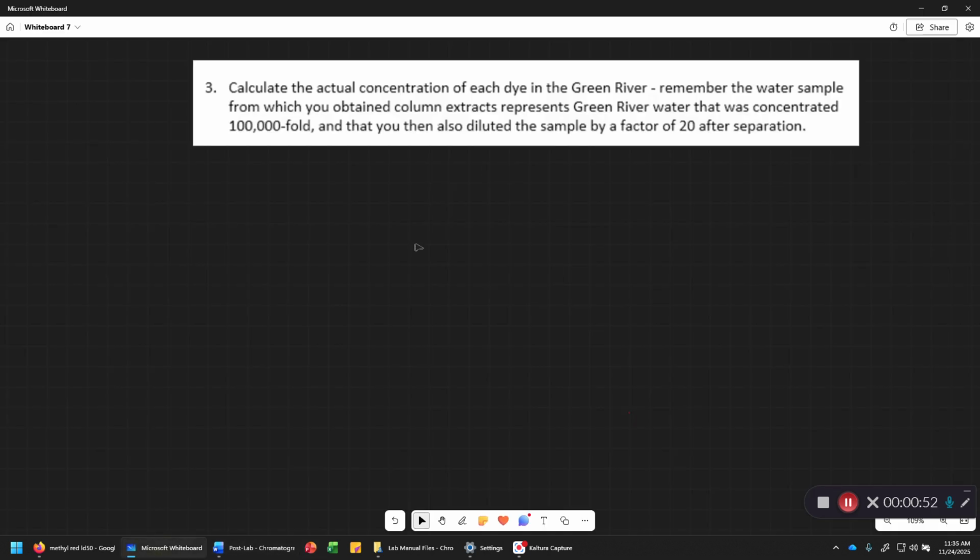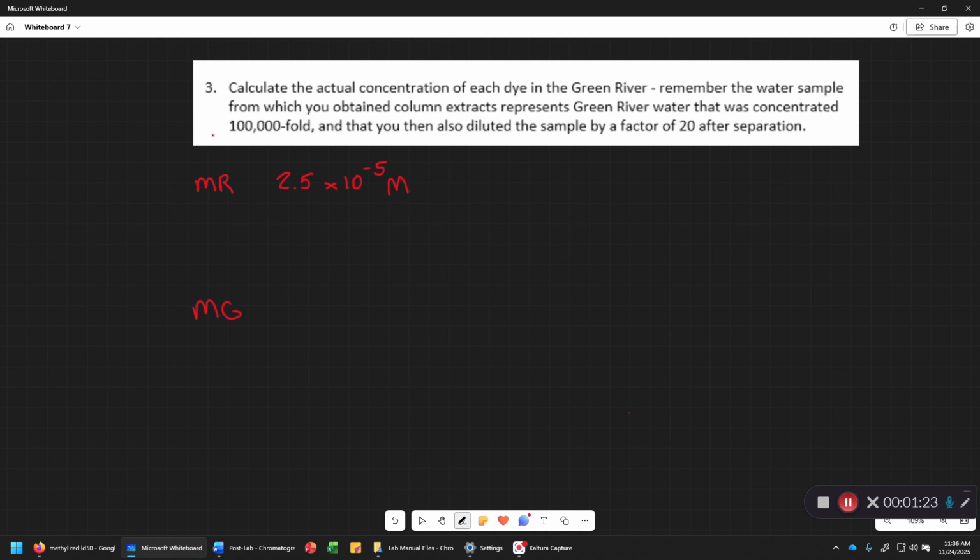Here we have number 3. And what I'm going to use is a sample value for the concentration of methyl red. So this calculation is going to be for methyl red, but you also have to do it for malachite green. The number I'm going to use as a sample value is 2.5 times 10 to the minus 5 moles per liter, M. You want to use your own value here that you got from your scatter plot.